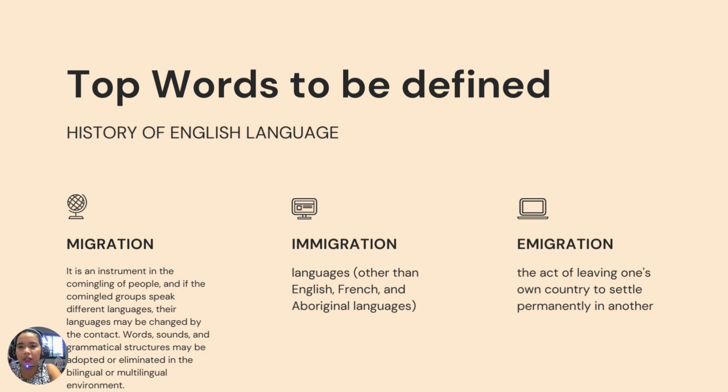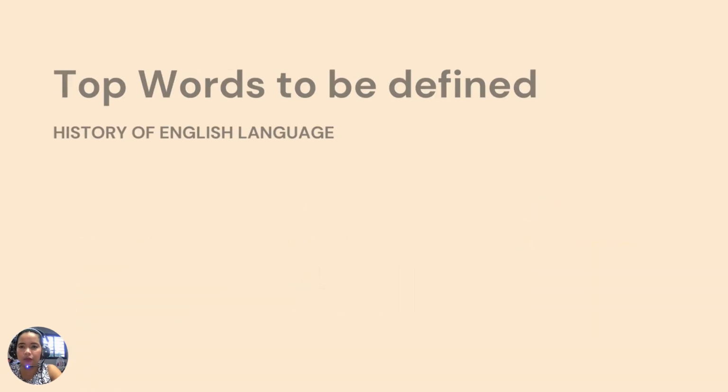While when we talk about immigration, it's about the languages other than English, French, and Aboriginal languages. When we talk about immigration into the language, sometimes they are utilizing English for survival. When we talk about emigration, this is the act of leaving one's own country to settle permanently in another. So therefore, the goal of the emigration of language here is competence.